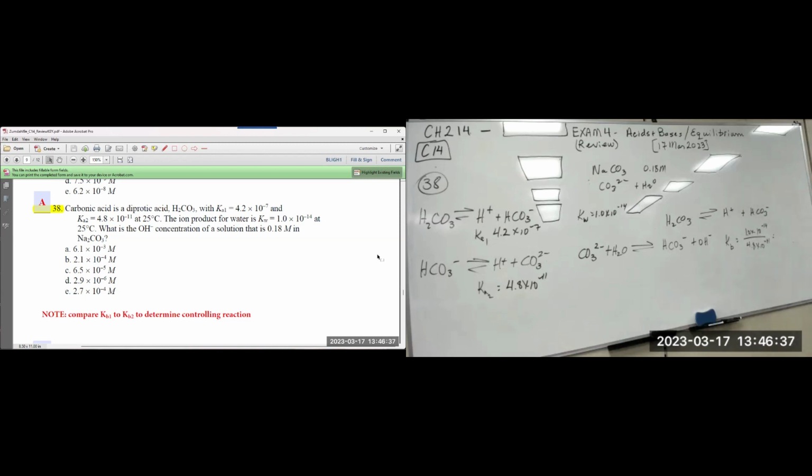Oh, I need to change my display. Why does it keep going back to that? Display, here it is.